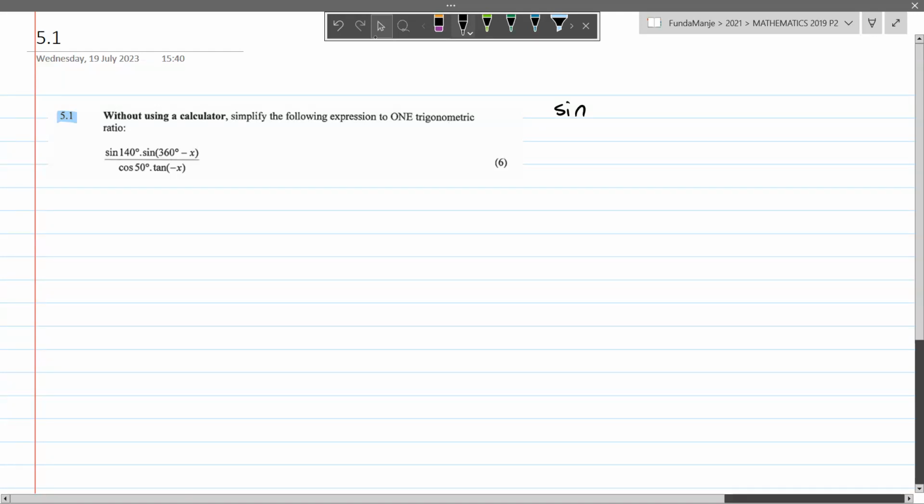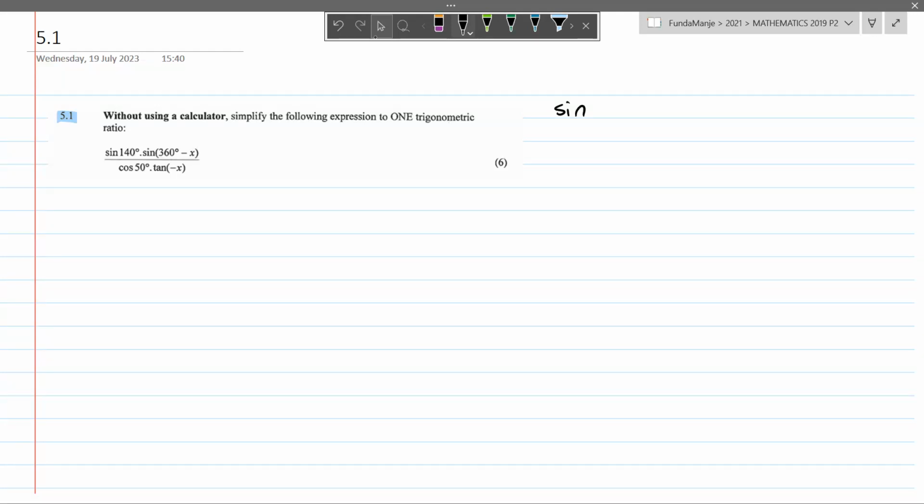So 5.1 says, without using a calculator, simplify the following expression to one trigonometric ratio. Now what we have is sine 140 multiplied by sine (360 minus x) all over cos 50 and tan x.